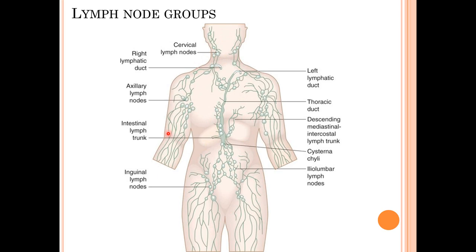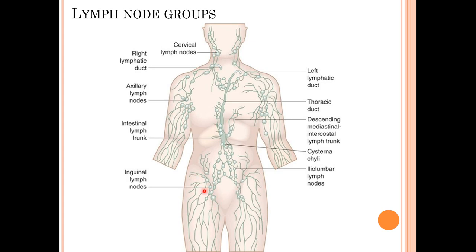Let's take a look at the upper limb, for example. This area is called the axilla, the armpit. This is considered the entrance and exit area of the upper limb. So lymph nodes, these bumps that you see, are all lymph nodes, aggregated here. They are accumulated in the axilla, and we call them axillary lymph nodes.